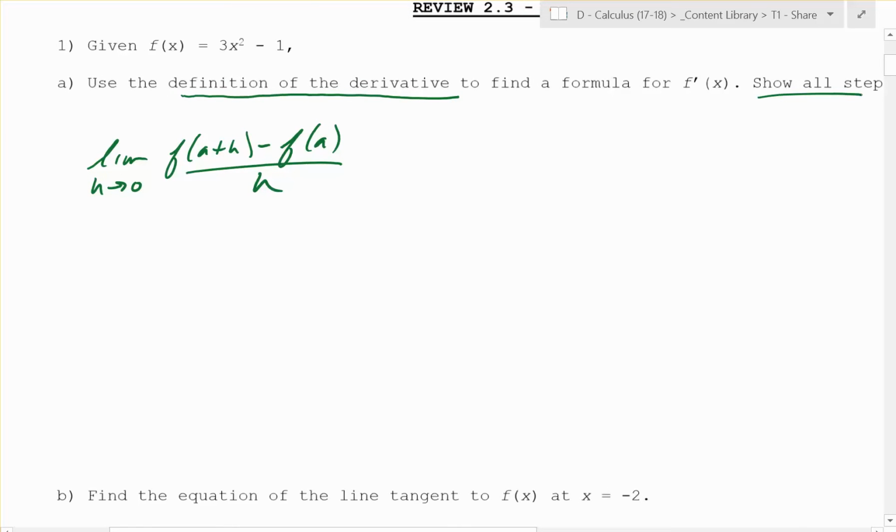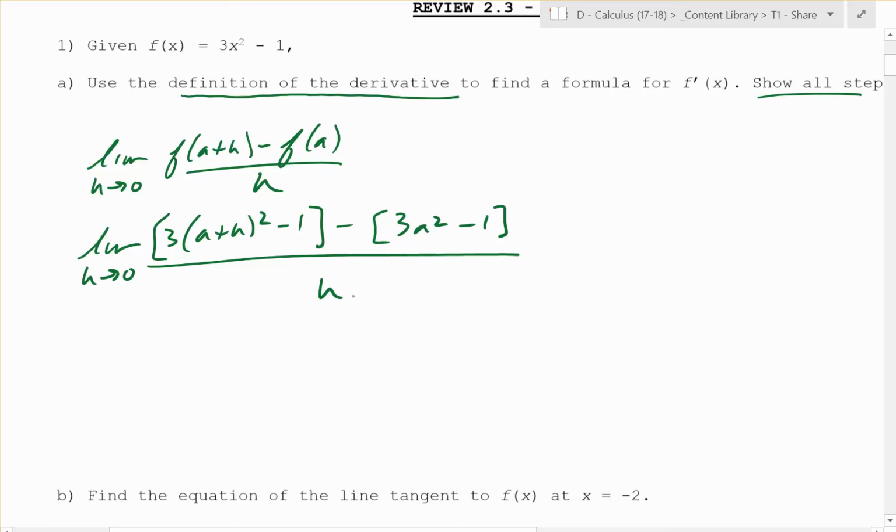So we plug in a plus h, and we end up with the limit as h goes to 0 of 3 times a plus h squared minus 1, and then we're subtracting what you get when you just plug in a, so 3a squared minus 1. Be careful of the negative signs. So now what do we end up with? We end up with a negative 1 here, but then we're going to be adding a 1, so those will cancel.